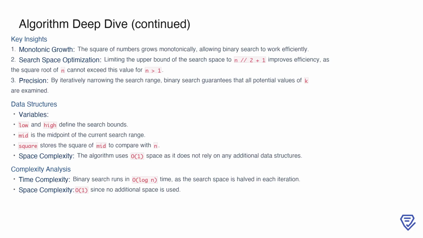In terms of data structures, this algorithm primarily relies on a few variables: low and high to define the search bounds, mid as the midpoint of the current range, and square to store the square of mid. Importantly, the space complexity is O(1), because no additional data structures are used. For time complexity, binary search operates in O(log n) time, as the search space is halved with each iteration, making the algorithm highly efficient.